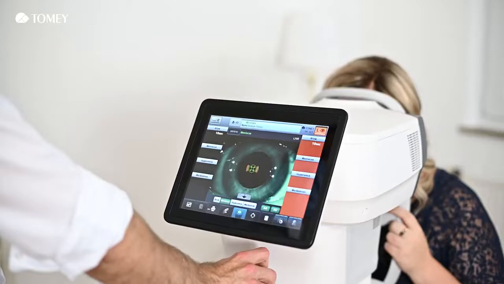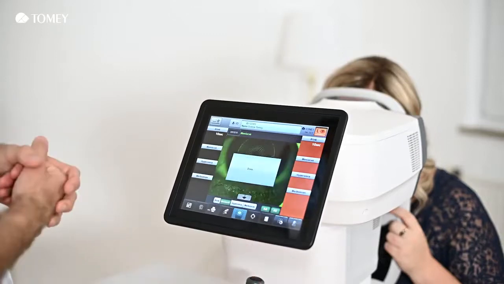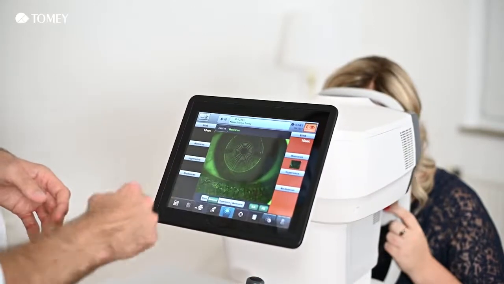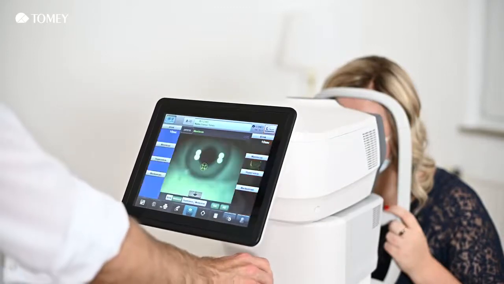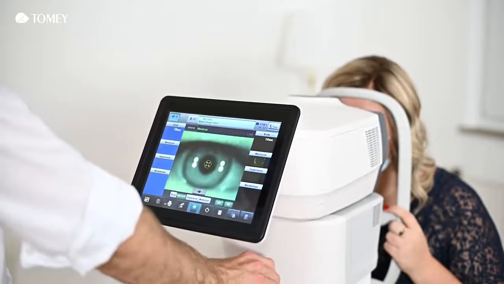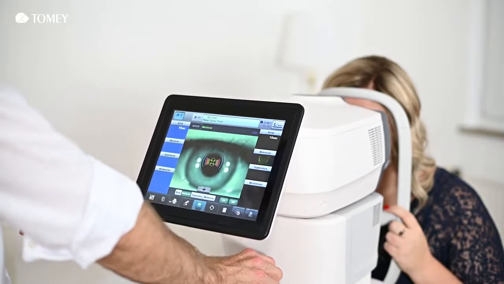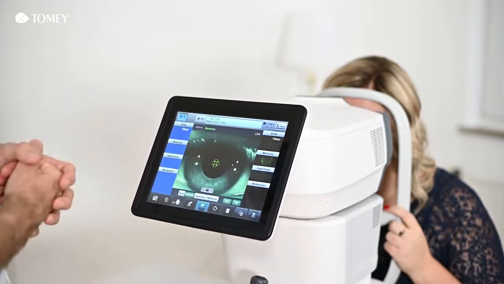So what I appreciate about your device is that we can do a lot of measurements in one device in only a few seconds. We get the lipid layer information, we get the meibomian gland analysis, etc., only in a few seconds. And that's quite helpful for me to get to the real diagnosis.